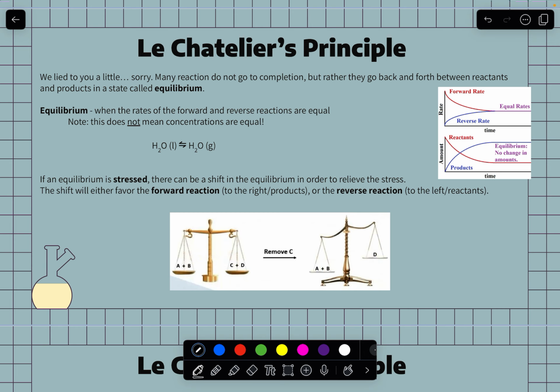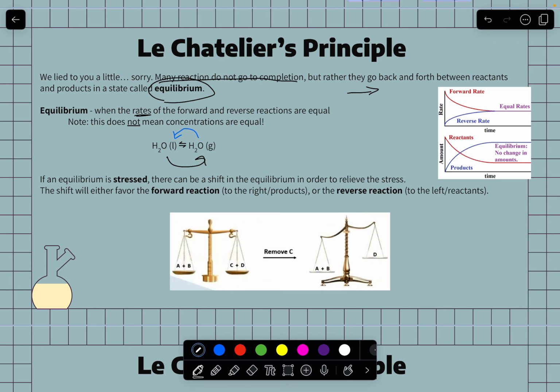So many reactions do not go to completion, right? We've talked about that a little bit before, but it's not always going to be just an arrow, gone and done. What we normally have is an equilibrium. What equilibrium means is that the rates of the forward and reverse reaction are equal. Not the concentrations, the rates, okay? So that means the rate that H2O liquid here is turning into gas is equal to the rate that the gas is turning into liquid.